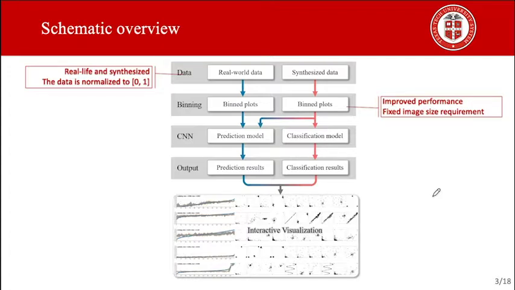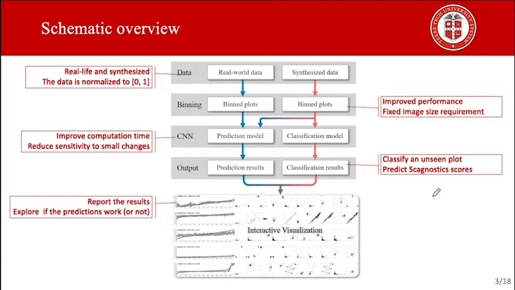Also, it helps machine learning in that it generates fixed image sizes, and the size is 40 by 40 binning size as specified by the original scagnostic implementations. In the next layer, we use the generated data to learn the prediction models as well as the classification model to classify the scagnostic plot into one of these scagnostic measurements. Our models help to improve computation time and also reduce the sensitivity to small changes in the underlying data. The learned model is then used to classify the unseen plots and also to predict the scagnostic scores for them.